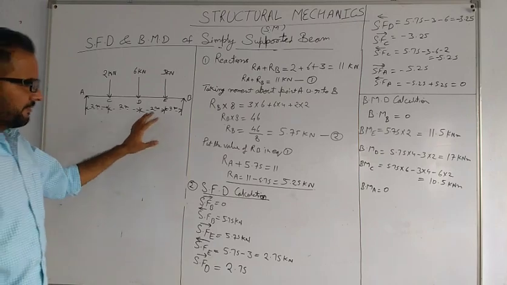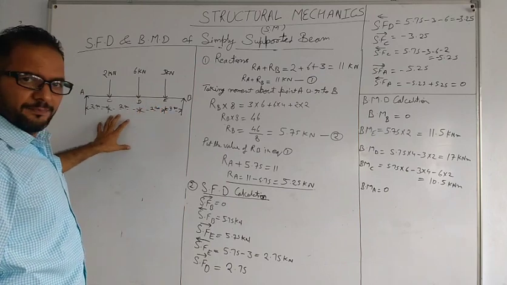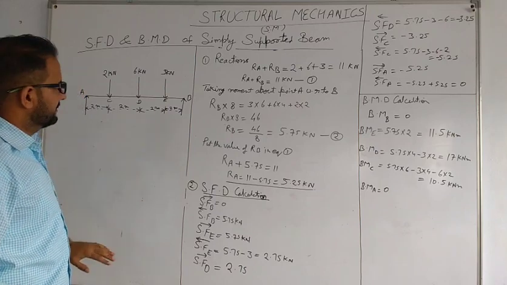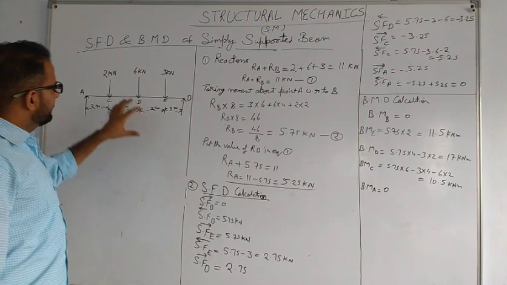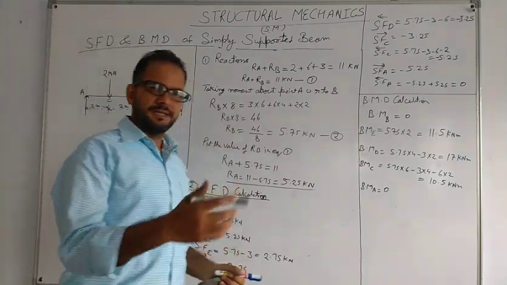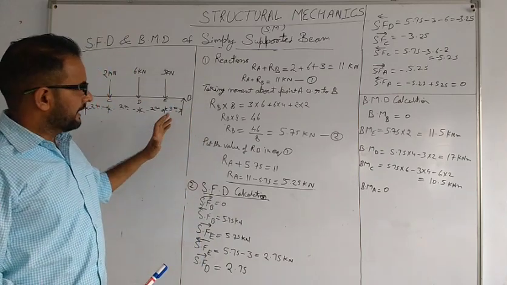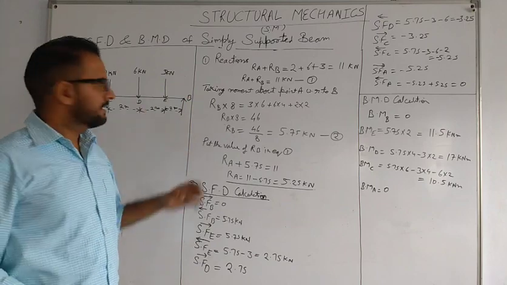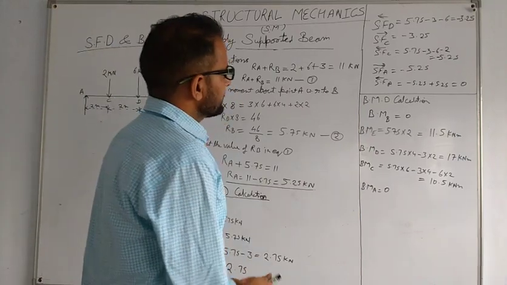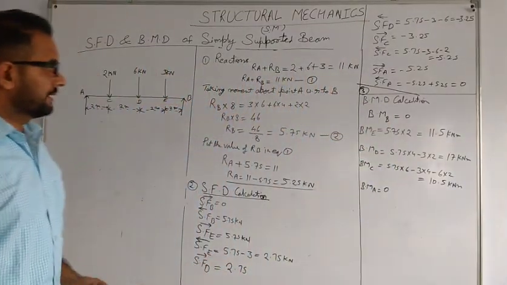So first of all, what we have to do is draw this beam diagram, and we leave the below portion blank, so that we can easily draw the shear force diagram and bending moment diagram. From the next page, we will start the reactions and all these things. So basically, I divide this question in 3 parts. First one is reaction, second one is shear force diagram calculation, and third one is bending moment diagram calculation.